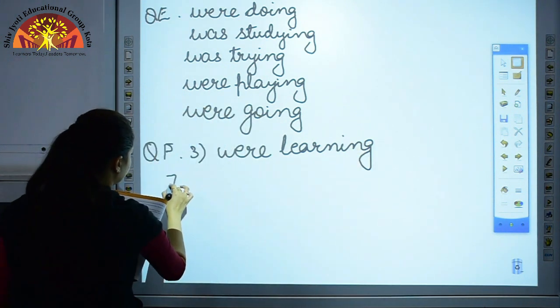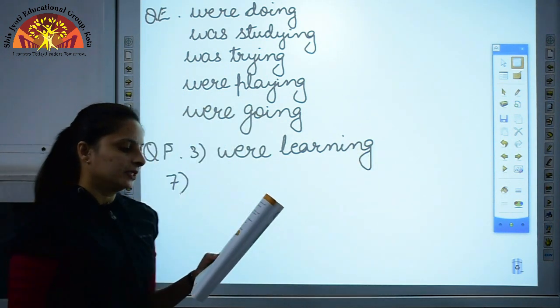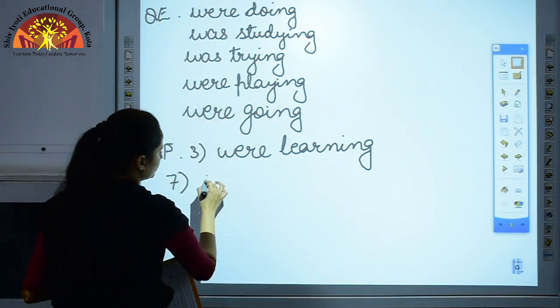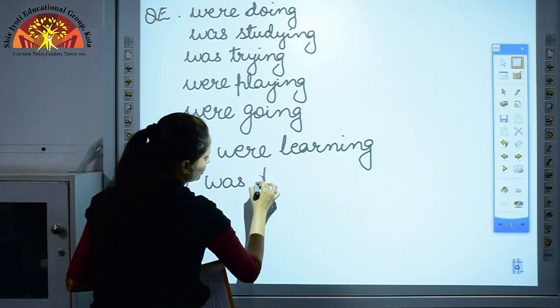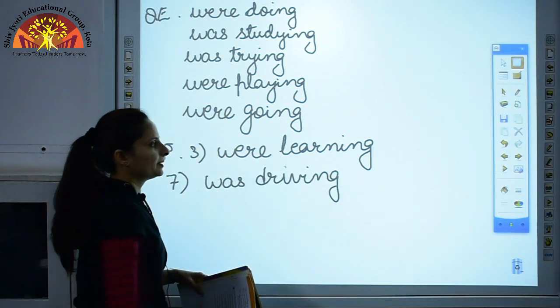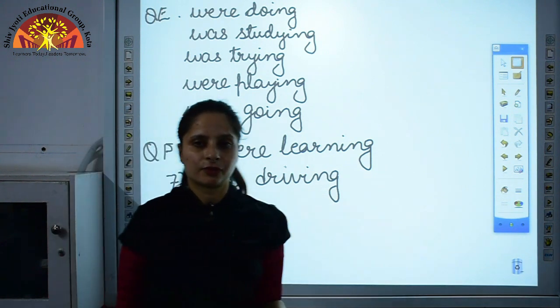Now the seventh one I'll discuss with you. My mother drive the car. My mother, the subject is singular, so it will be was. Drive will become driving. Rest of the blanks you try yourself and check from the PDF.